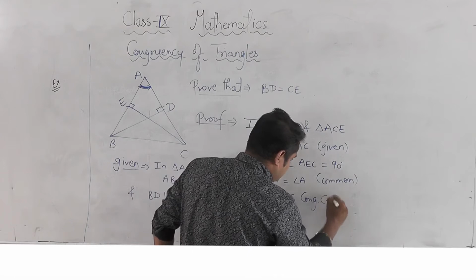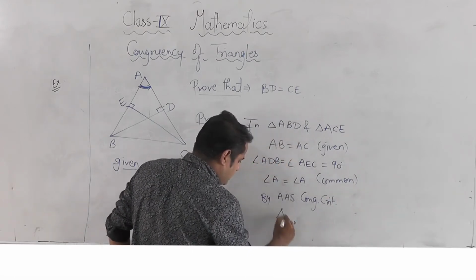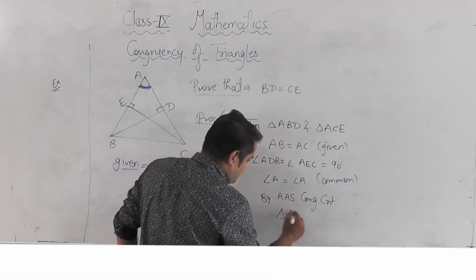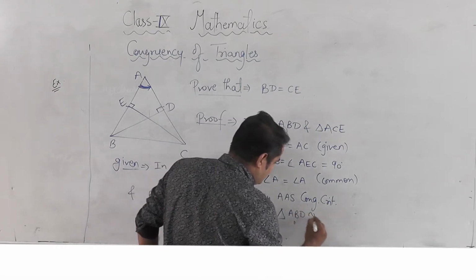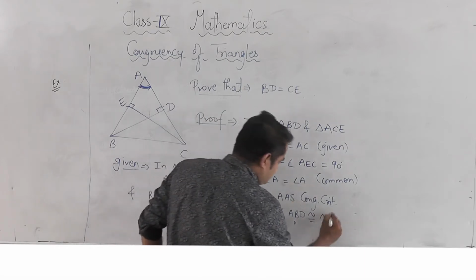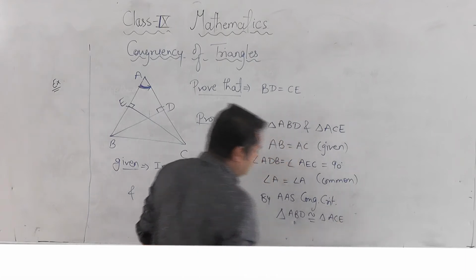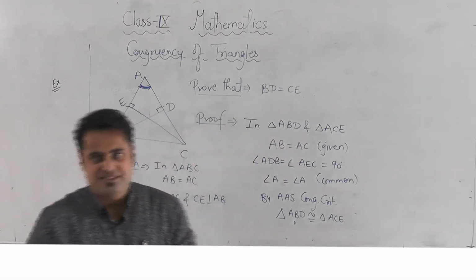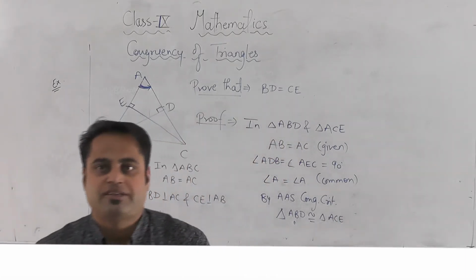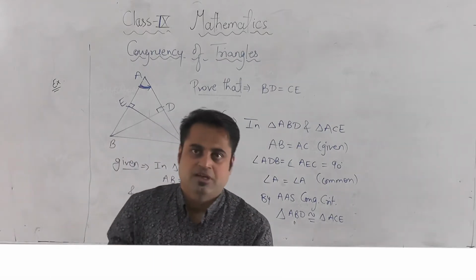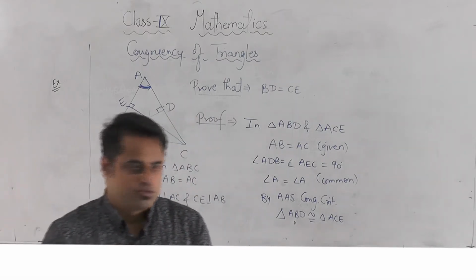By the congruency criteria, both triangles are congruent. So triangle ABD is congruent to triangle ACE. As I have told you, this AAS exists, but SSA doesn't exist. There is a specific reason. You don't need to forget that also.